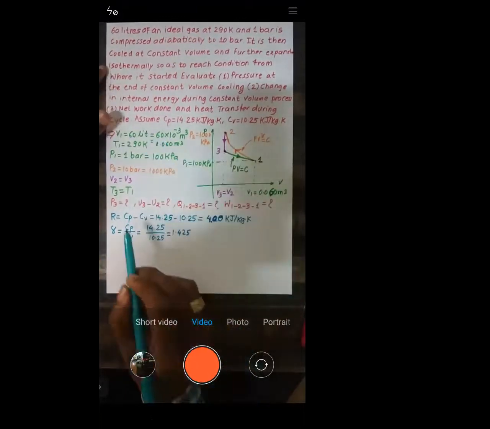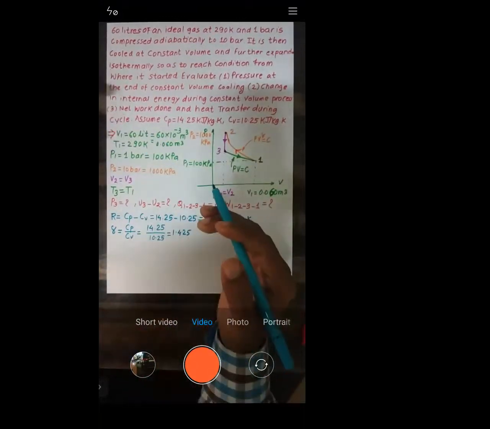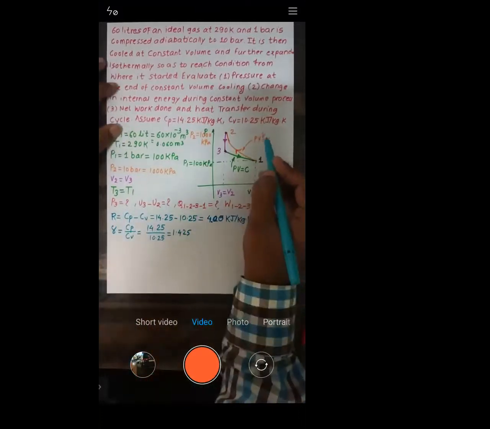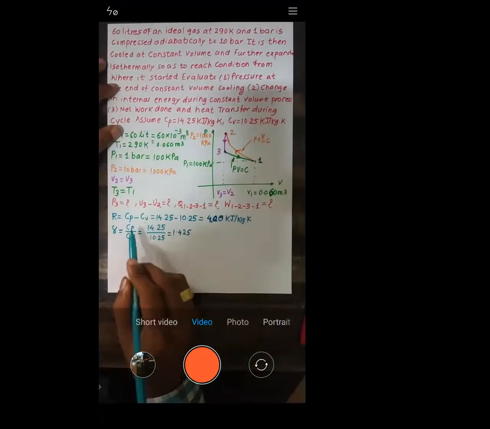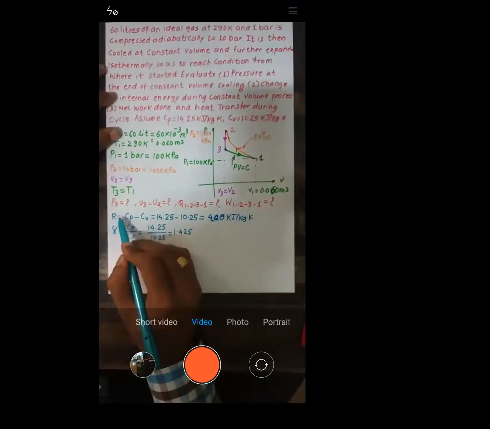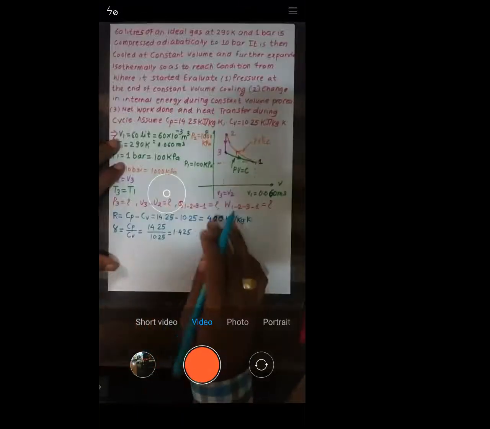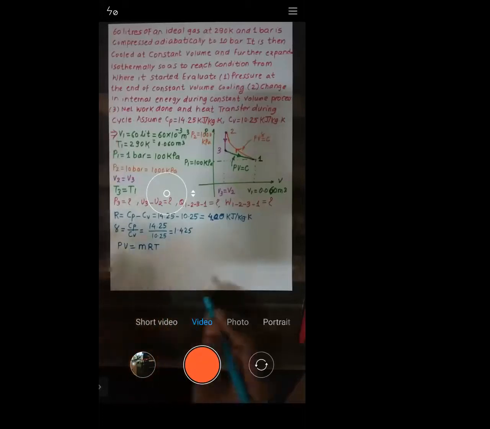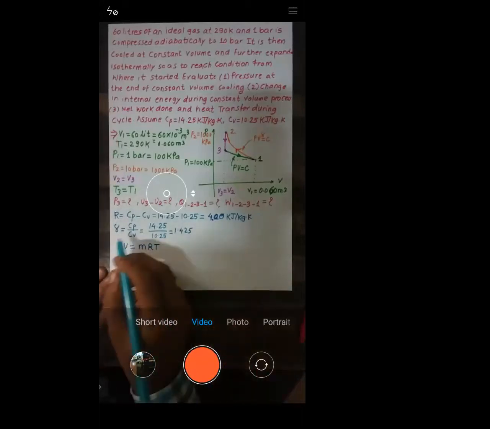See why I have calculated this first, because it is required. Value of R should be known, value of gamma should be known. You can see here, gamma is required. How I calculated gamma? Cp by Cv. Now R, why I calculated R, because you know the ideal gas equation is given by PV is equal to mRT, right? This ideal gas equation we can apply at any stage.